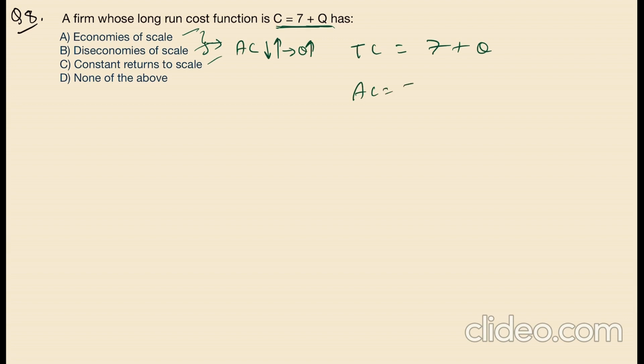So average cost would be nothing but total cost by quantity. That would be 7 by Q plus 1, right? And you can easily see that if you increase the quantity, the average cost will decline, right? You can easily observe from here. So this means that this is an example of economies of scale, right? So this option is incorrect. Diseconomies or constant returns to scale doesn't make any sense here, because they haven't provided us the production function, right? So this is kind of irrelevant here. Okay, so I think the answer is option A.